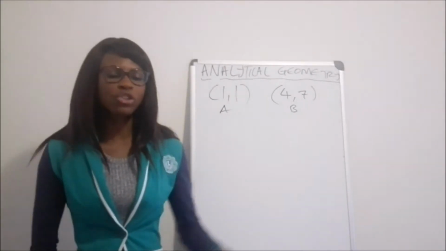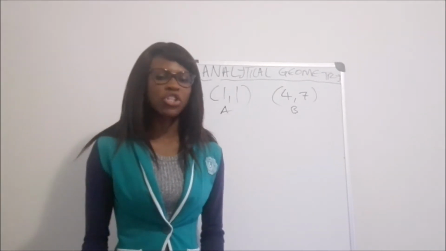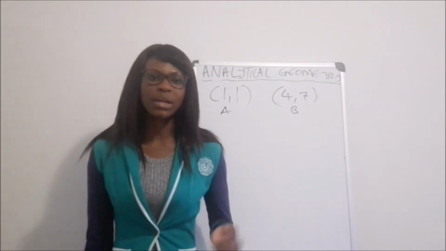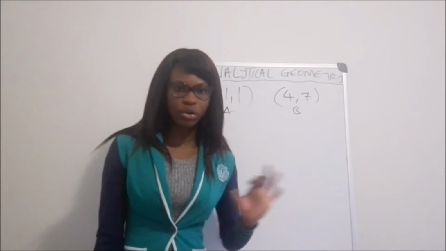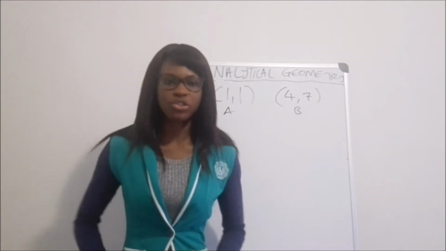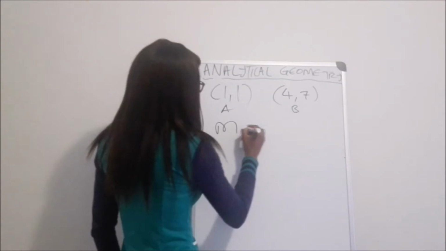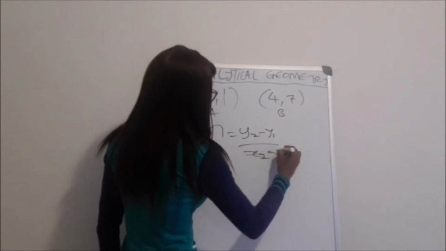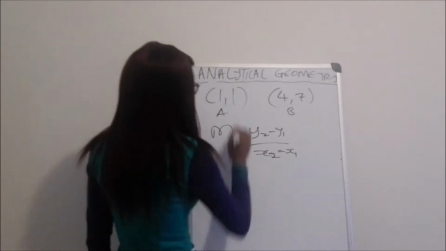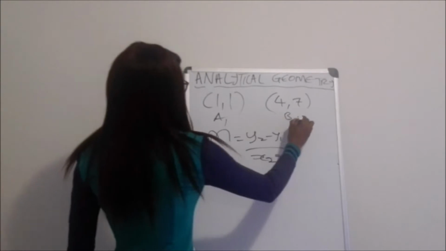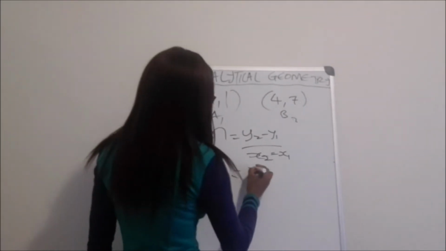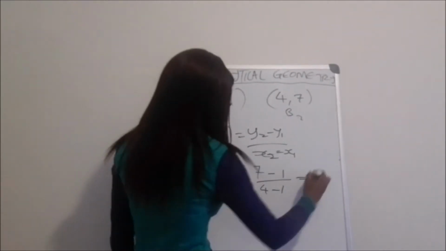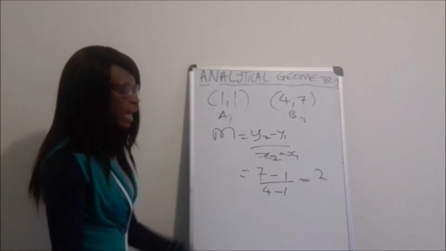The first thing we have to do is find the gradient. For this question, we don't have to find the equation of the straight line, because if we have the gradient, then we can find the angle of inclination, since tan of that angle equals the gradient. To find the gradient we use y2 minus y1 divided by x2 minus x1. Then we have 7 minus 1 divided by 4 minus 1, which is 6 over 3, which equals 2.